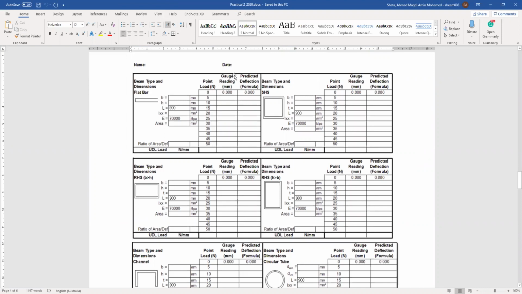And here is the gauge length, or we can say the gauge reading. We can say this is the experimental results we have. And you can find here another column, which is the predicted deflection formula. How can we fill this predicted deflection formula? Do you have any idea how to do this?